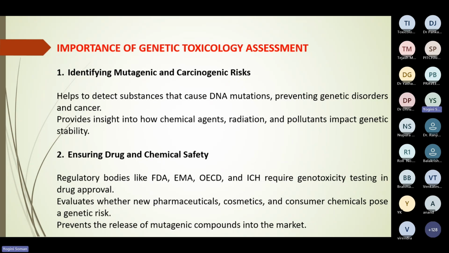It also provides insights into how chemical agents, radiation, or pollutants impact genetic stability. The second is ensuring drug and chemical safety. Regulatory bodies like FDA, EMA, OECD, and ICH require genetic toxicity testing for drug approval, which evaluates new pharmaceuticals, formulations, or agrochemicals and whether they pose a genetic risk. It also prevents the release of mutagenic compounds into the market.